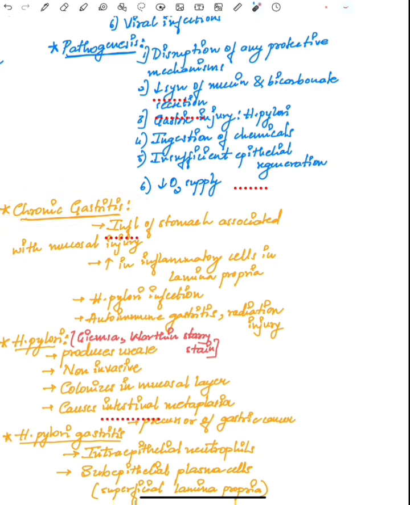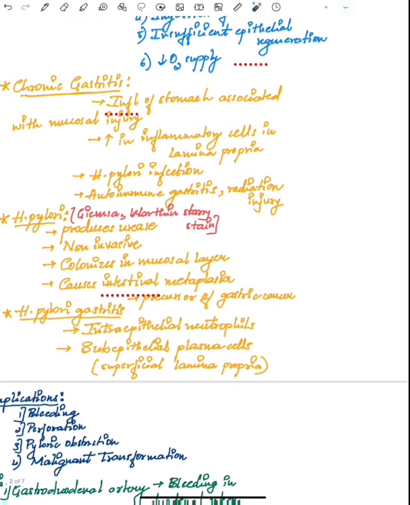In this chronic gastritis, there will be inflammation of the stomach associated with mucosal injury. There will be an increase in the inflammatory cells in the lamina propria. This is an important part. Now, the causes are similar, such as H. pylori infection, autoimmune gastritis, radiation injury.